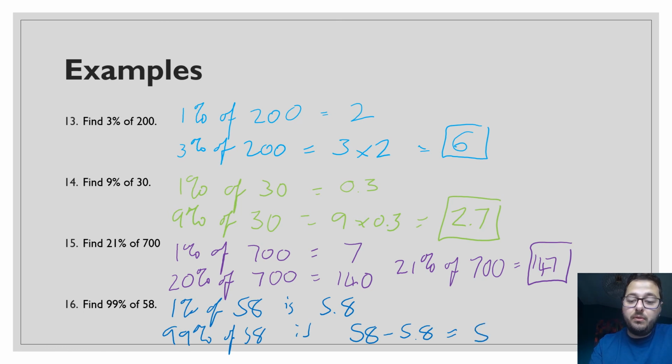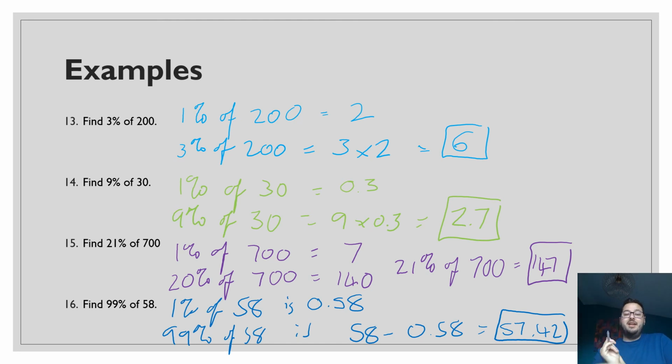52. Oh, hang on, I've divided it by 10 instead of 100. So let me just recap what we're doing here. So 1% of 58 is 0.58, sorry. So that's 0.58. And then so 99% of 58 is going to be 58 minus 0.58, which is going to be 57.42. Okay, so that's going to be a lot easier than timesing 0.58 by 99.